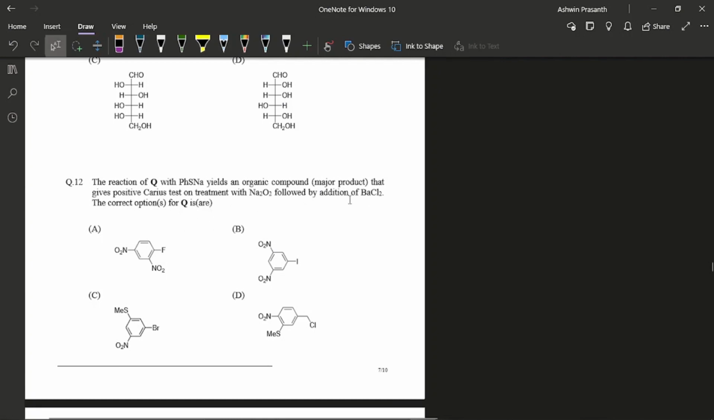Here, I wasn't sure whether this test was for nitrogen or sulfur, but from the BaCl2, I got an idea that maybe they are looking for a barium sulfate precipitate or barium sulfide. Barium sulfate precipitate, yeah. So based on that, I was thinking about sulfur. So I gave A and D. And yeah, I got 4 marks in that. So that was the end of chemistry for me.